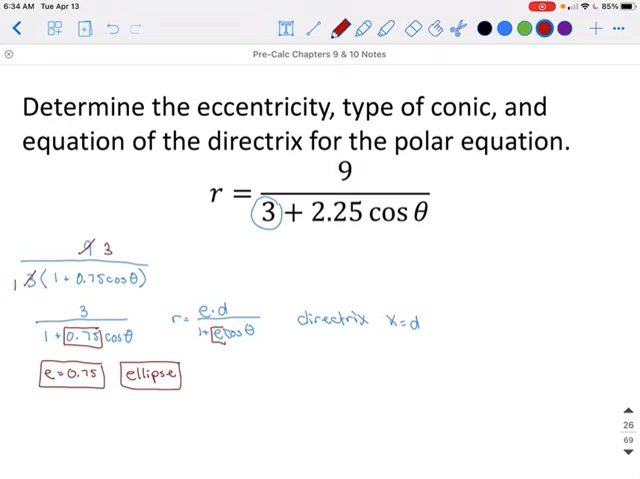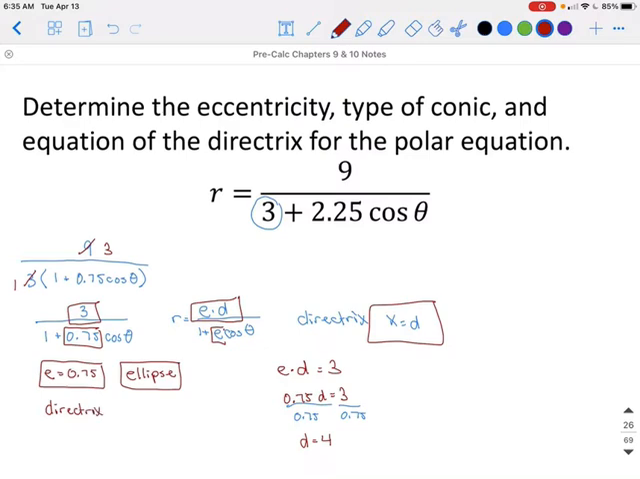Now we know that the numerator is e times d. So e times d is equal to 3. We already know that our eccentricity is 0.75. So to get the d value by itself, we divide both sides by 0.75, and we get that d is equal to 4. We already know that our directrix for this type of equation will be x is equal to d, or in this case, x is equal to 4.